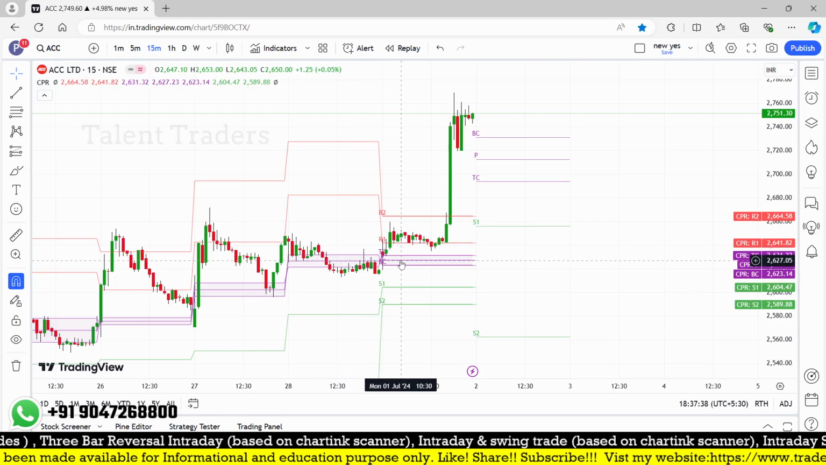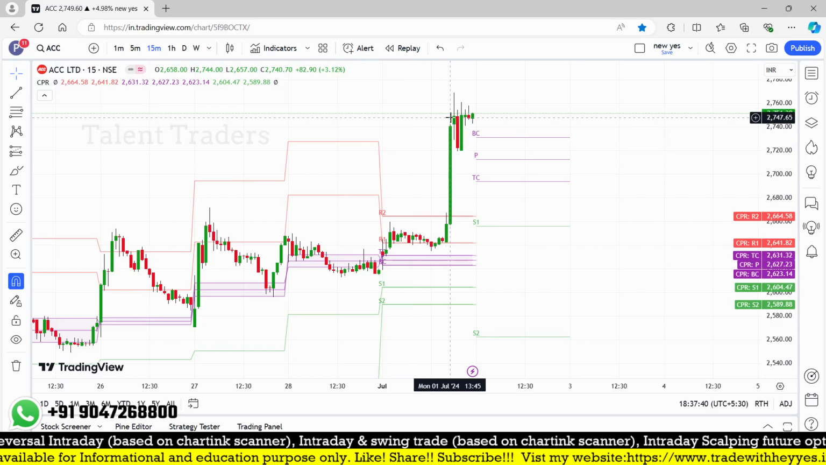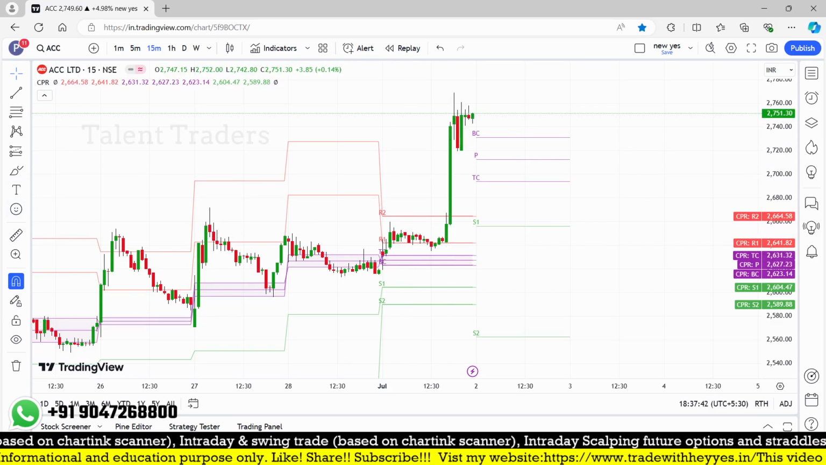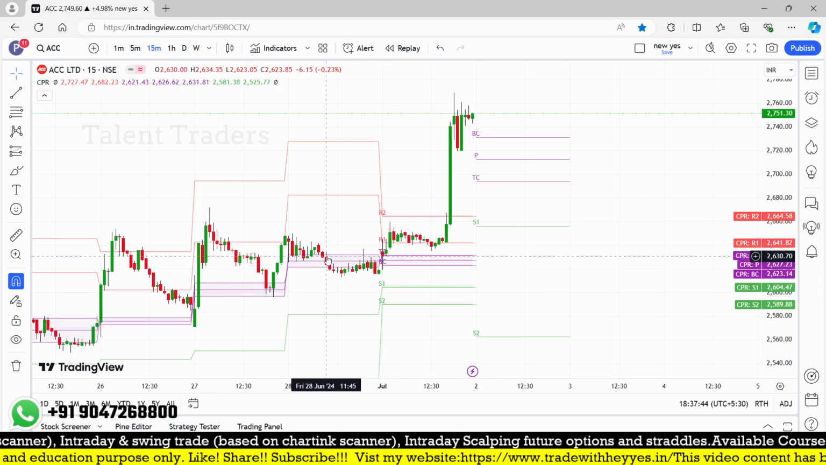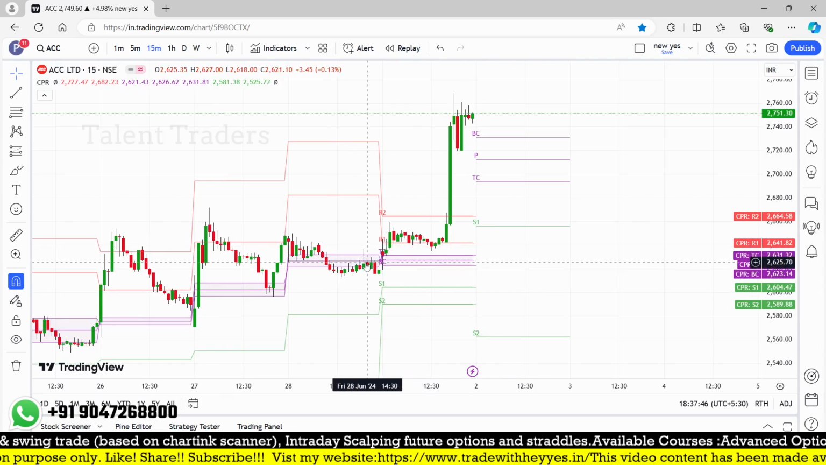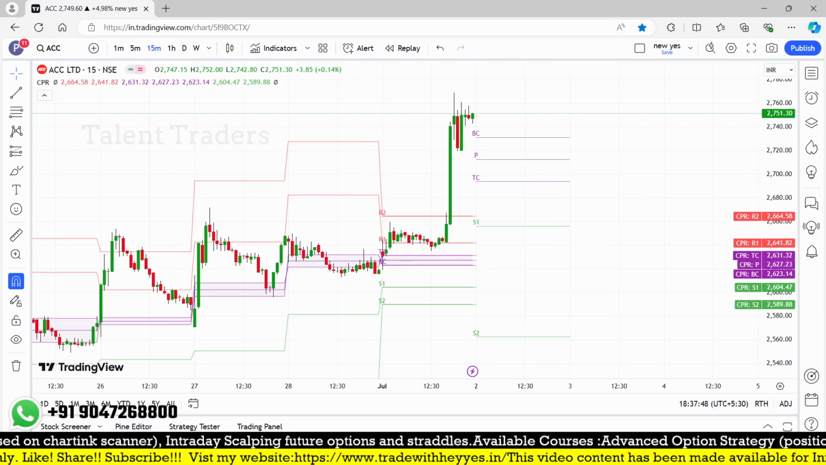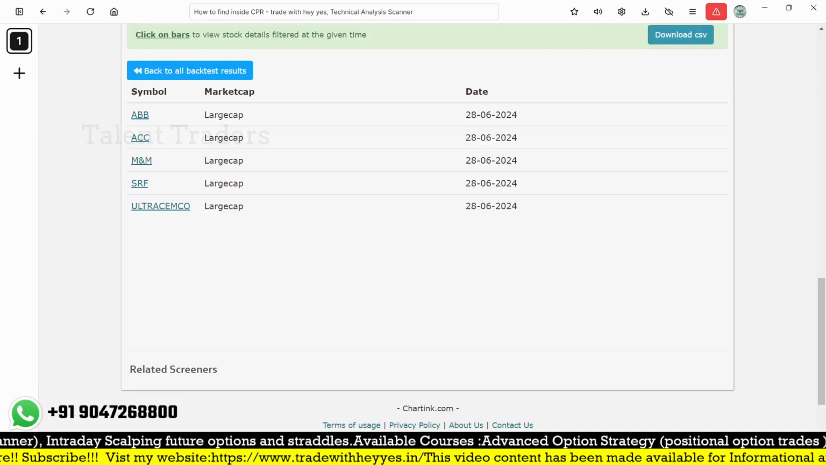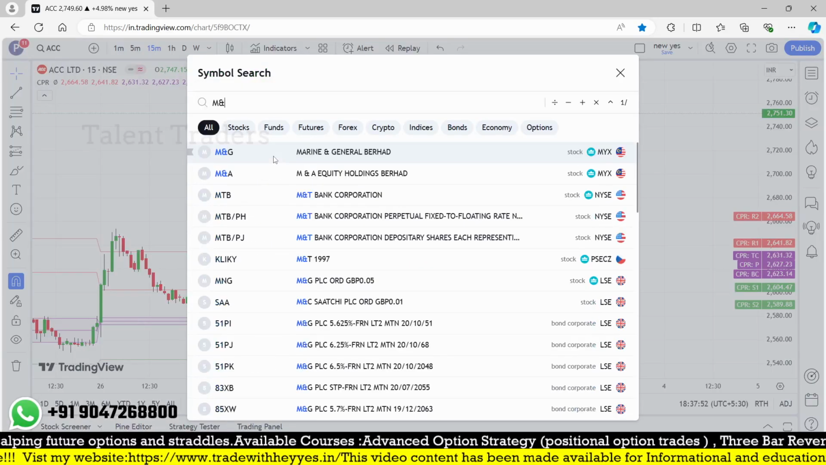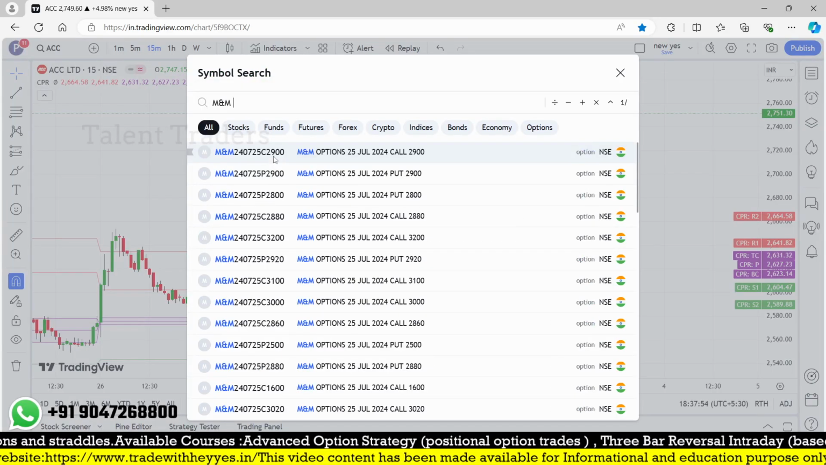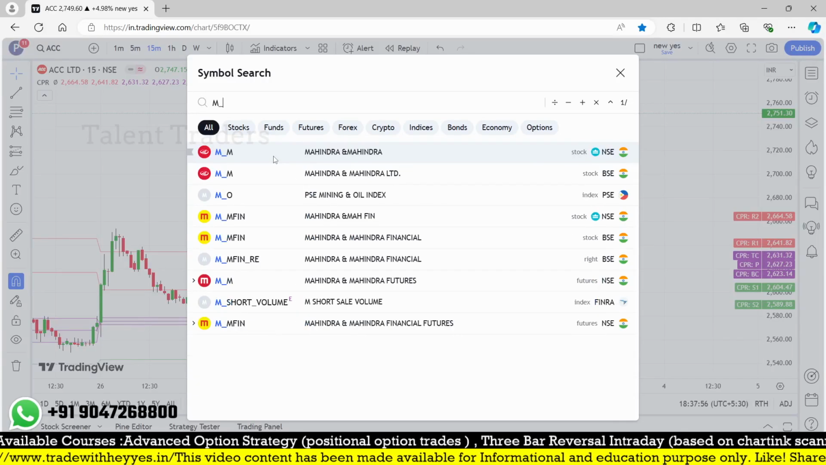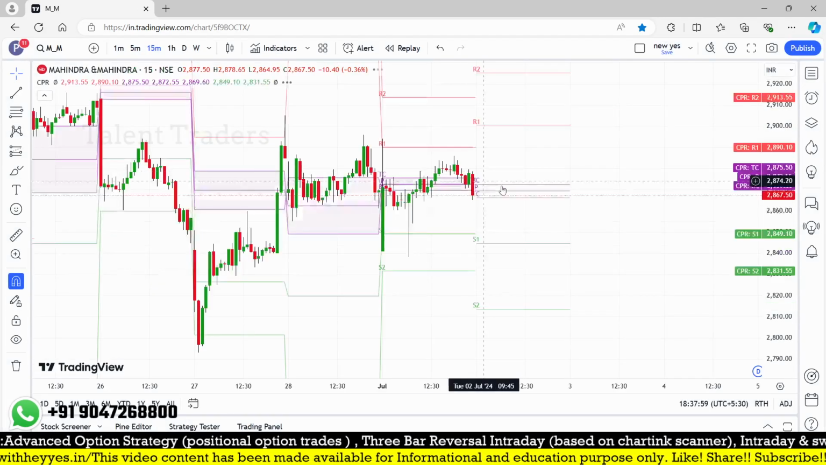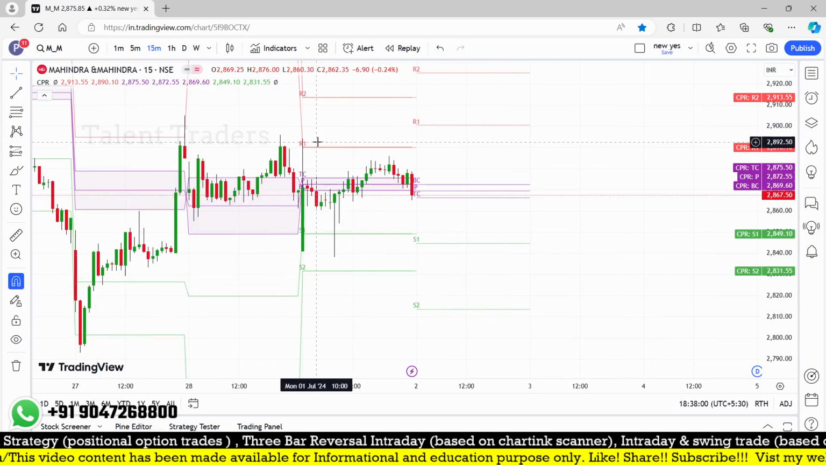Maybe if I'm keeping the pivot as a stop loss today, it was giving you such a good result in ACC. So where it is comparing to the previous day, it is entirely inside between the previous day's levels. So these stocks we will be getting one day prior. And M&M, let me go for M&M. Go check this, and it doesn't break the R1 level.